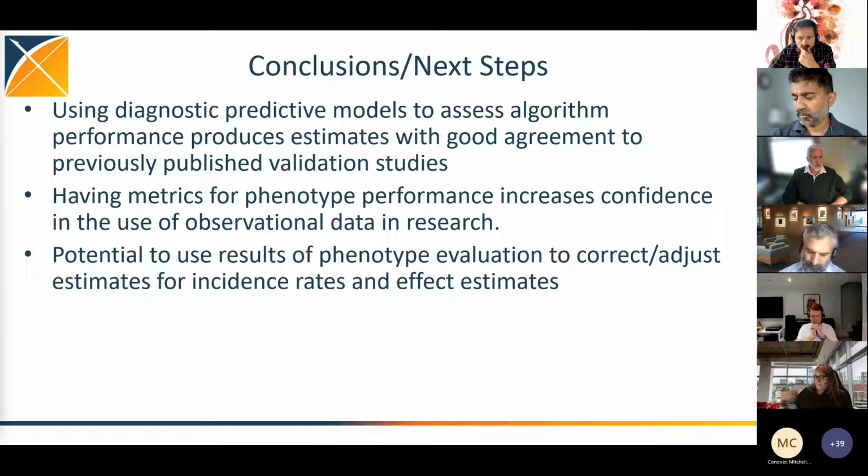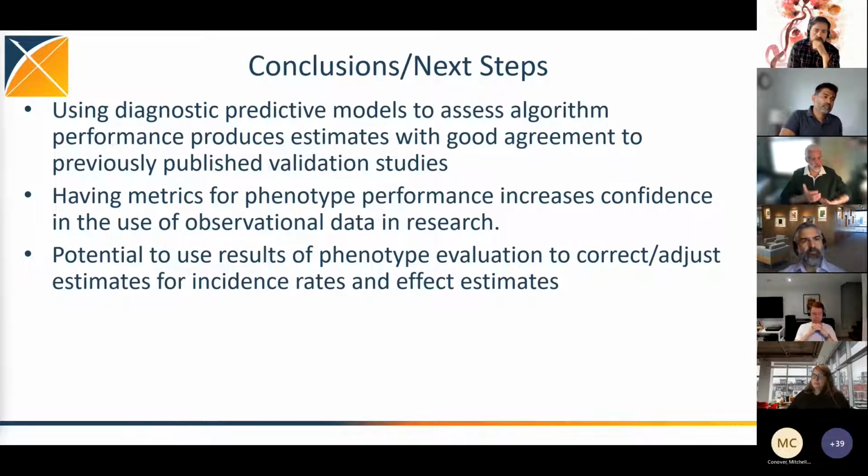This then leads to the potential to be able to use the results from the phenotype algorithm, the performance characteristics, to be able to ultimately correct and adjust the estimates. A lot of this comes down to correcting for measurement error and misclassification, whether the phenotype algorithm gets the code right or not. The misclassification leads to measurement error, and that measurement error could come out in things like incidence rates and effect estimates. And ultimately, having all the data from PheValuator, sensitivity, specificity in particular, we can then correct incidence rates and effect estimates.